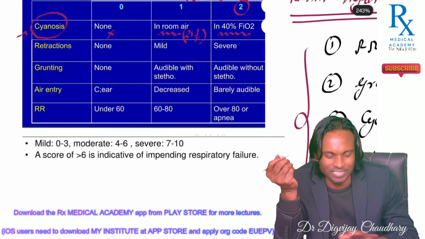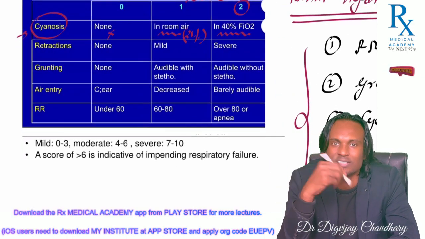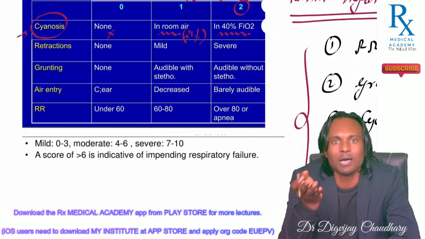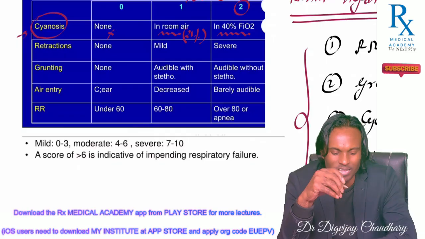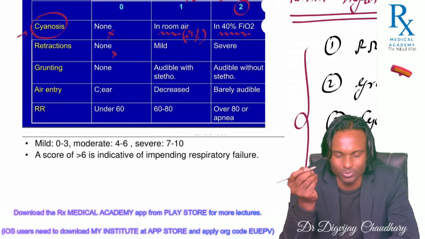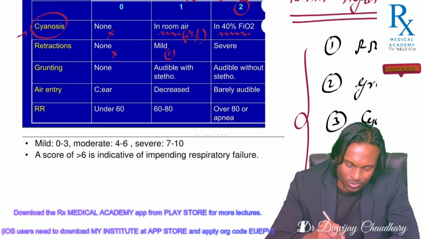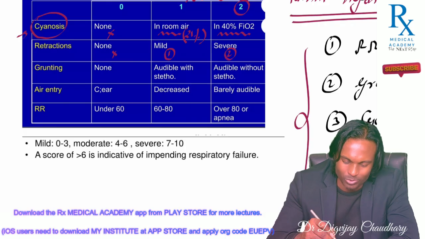Then you can appreciate the retractions. Here we have not classified into xiphoid, upper chest, lower chest. Any chest retraction will be considered significant. If no retraction, then of course score 0. Mild, you have to give score 1. Severe, you have to give score 2.